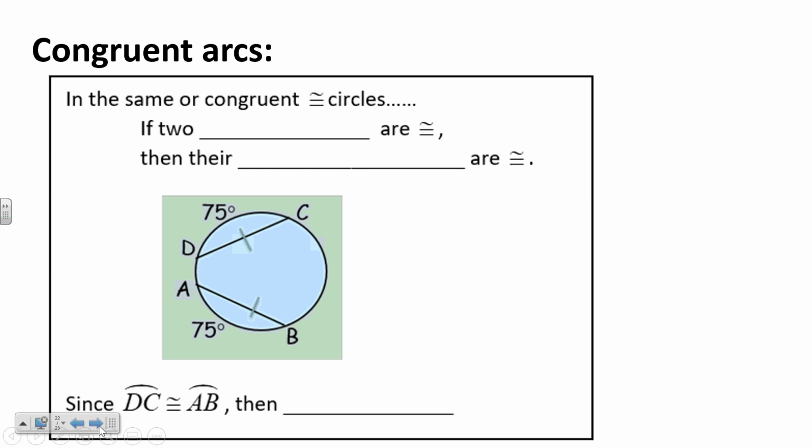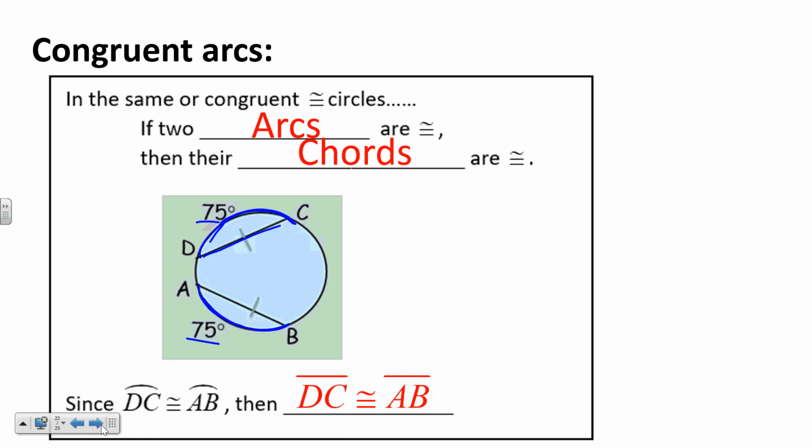Now, really quickly, just one little extra thing, congruent arcs. In the same or congruent circles, if 2 arcs are congruent, then their chords are congruent. So if you look at this, since DC and AB are marked as congruent. Oh, sorry. Let me go backwards the other way. Since arc DC and arc AB are both 75 degrees, that means the chords have to be congruent. This chord has to be congruent to this chord.